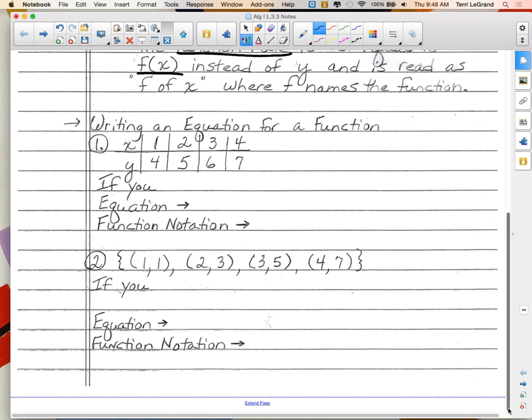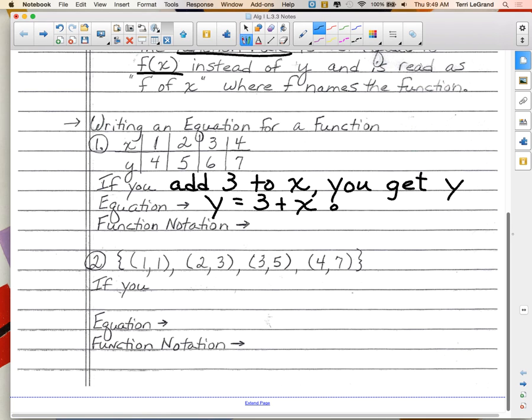So we're going to write our function rule out first of all in words. If you add 3 to x, you get y. That's what we just did. We went through the whole table. We added 3 to the x value, and the result was the y value. So then our equation would be just what we wrote there: you get y when you add 3 to x.